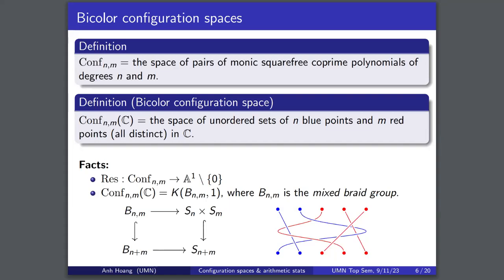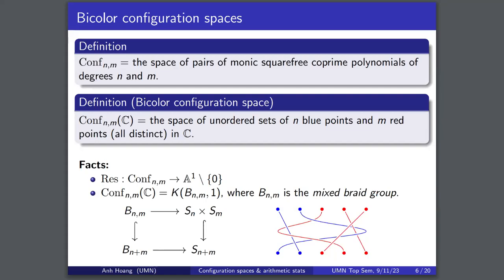The mathematical way of defining this is that you have a projection from B_{n+m} to S_{n+m} by just looking at the endpoints. And then there's an inclusion of S_n × S_m in S_{n+m}. So the mixed braid group B_{n,m} is precisely the pre-image of S_n × S_m under this map. That's the mathematical way to define this.